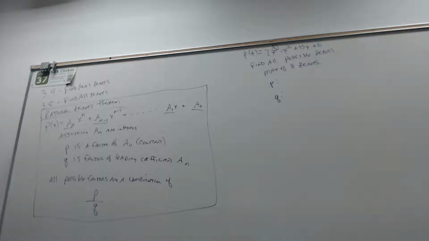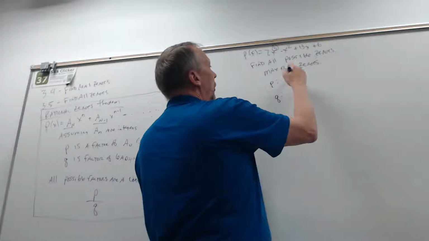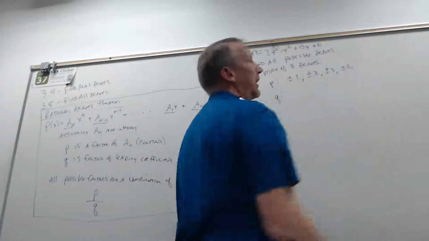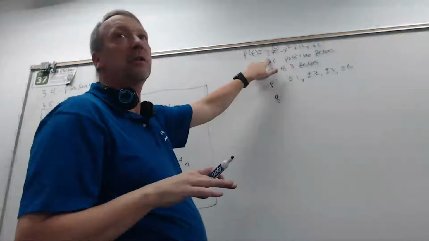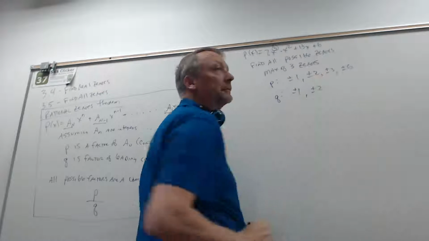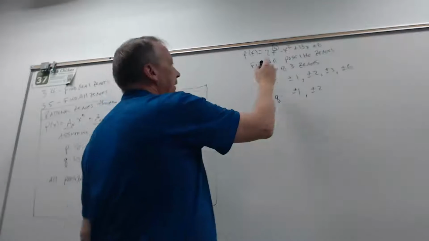Okay, so what are all the possible factors of 6? So 1, 2, 3, and 6. And I put plus or minus on there, right? 2 times 3 is 6, 1 times 6 is 6. So those are all the possible factors of 6. Okay? What are all the possible factors of the leading term 2? 1 and 2.